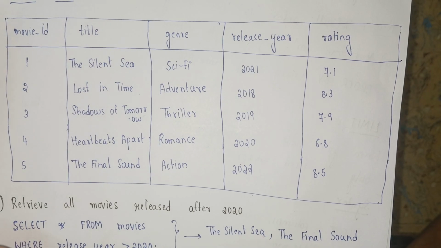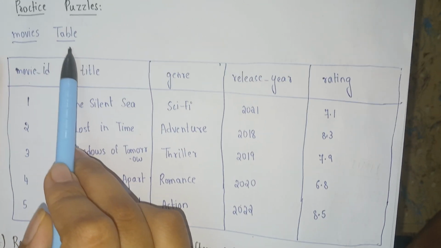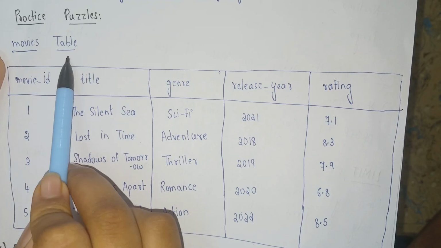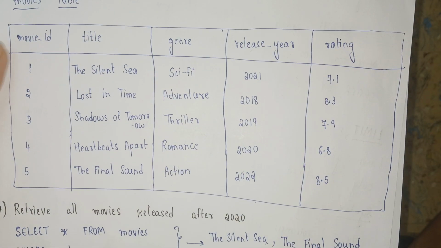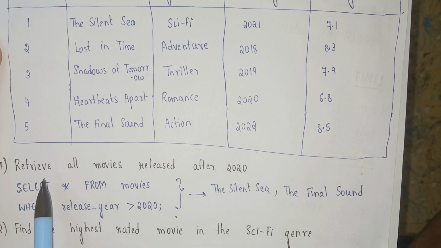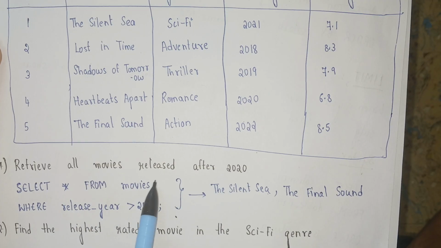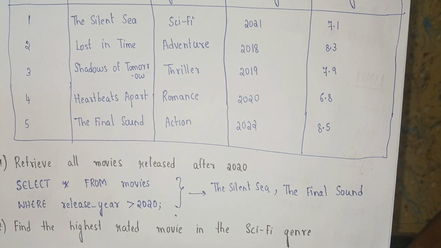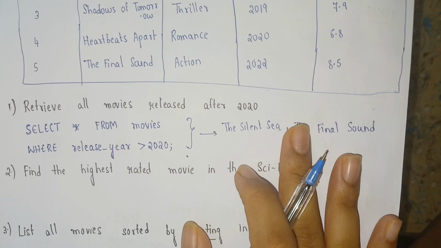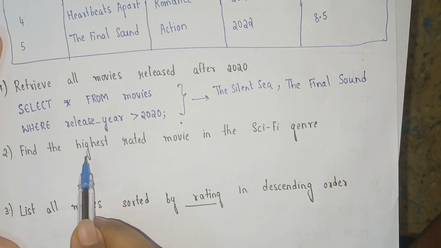Okay guys, now let us continue with the practice puzzles of our day 2 in movies table. In the previous video we have seen how we have retrieved all movies released after 2020. Now I have a few other questions, 9 to 10 questions on this table. Let us find out how to write a query for that.